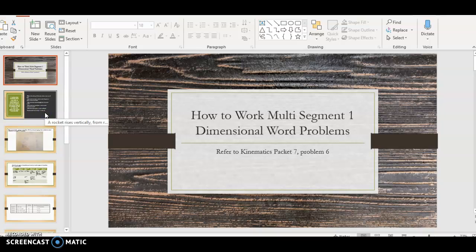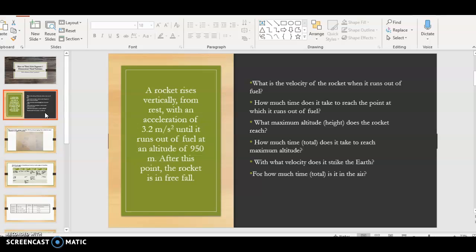For your reference, this is going to be Kinematics Packet 7, problem number 6. And the problem reads, a rocket rises vertically. So this is delta y, meaning height, from rest. So initially our VI is going to equal 0 meters per second. That's something you have to assume, with an acceleration of 3.2 meters per second squared until it runs out of fuel at an altitude of 950 meters.